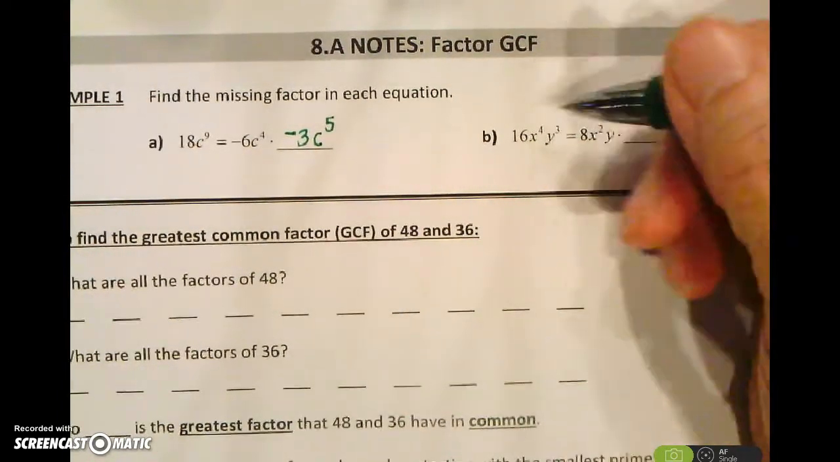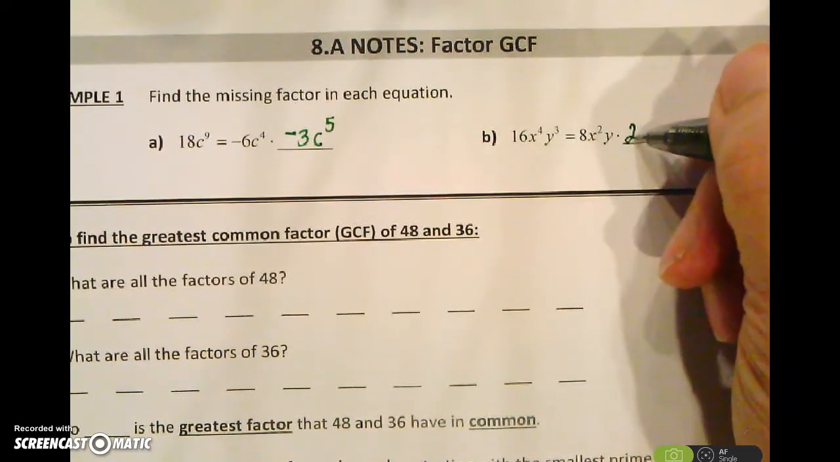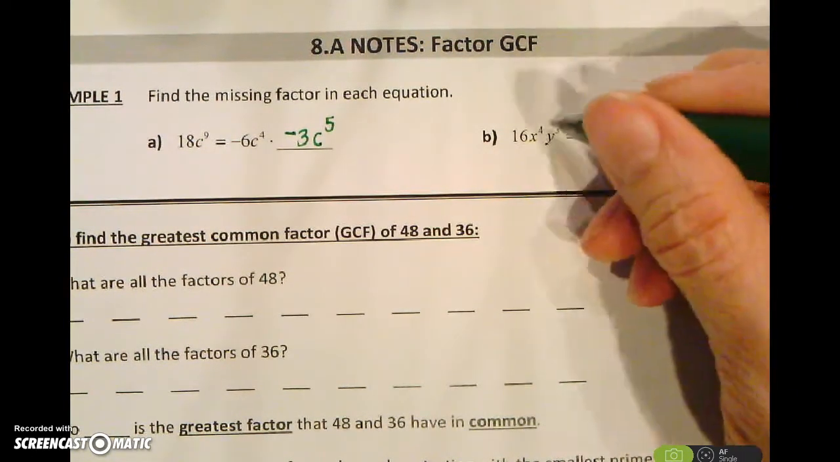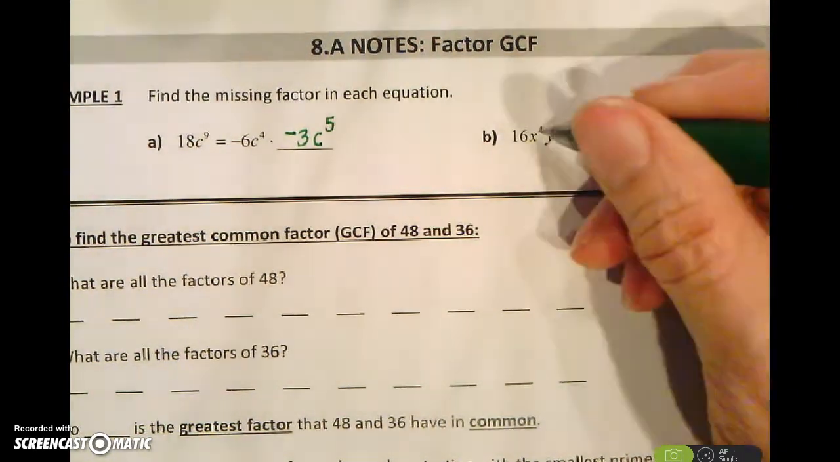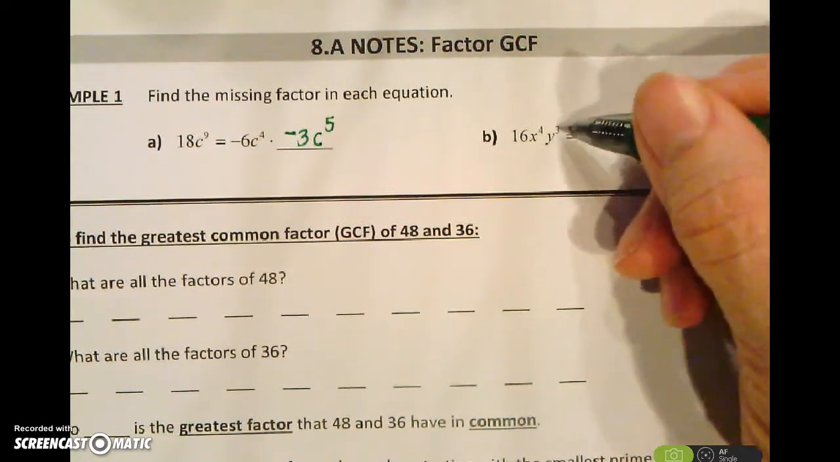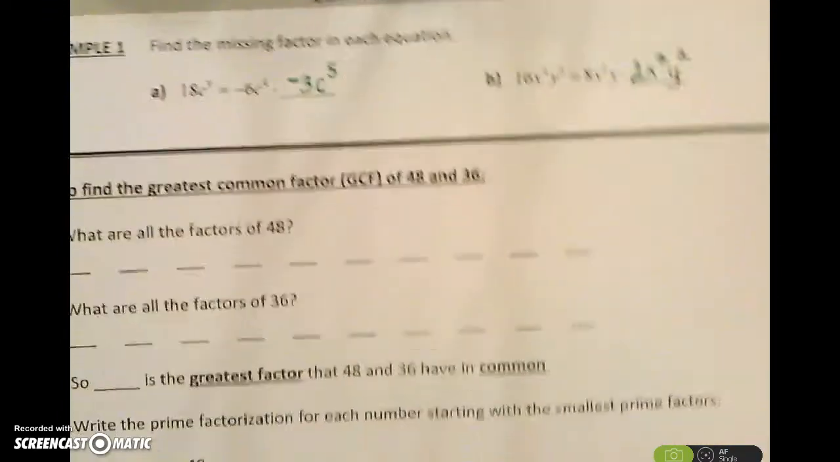So B, I want to do the same thing. So 8 times 2 is going to give me the 16. X squared, what am I missing? I need 2 more x's to make x to the fourth. And I have a y. How many more y's do I need? I need 2 more to come up with y to the third.